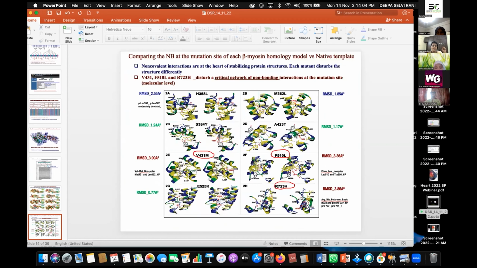And then we studied the non-covalent interactions for the 8 mutants versus the native template. We all know that non-covalent interactions determine the 3D structure of a protein. They are the heart of stabilizing the protein structure. So we wanted to know how these mutants deviate the structure. So we compared each mutant with the native one. And then we again found that these 3 disturbed a critical network of non-bonding interactions at the mutation site.